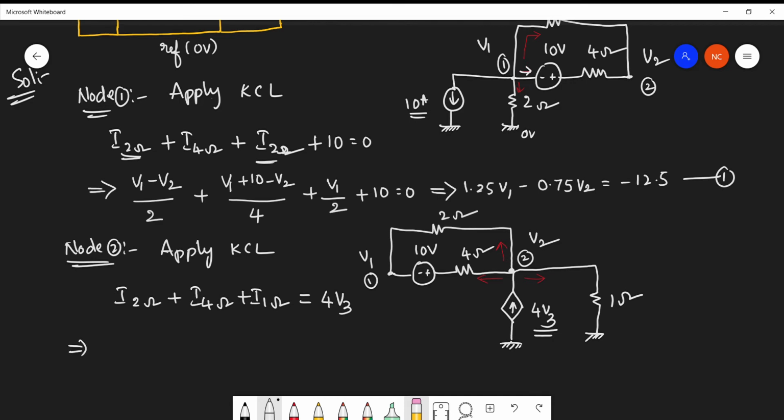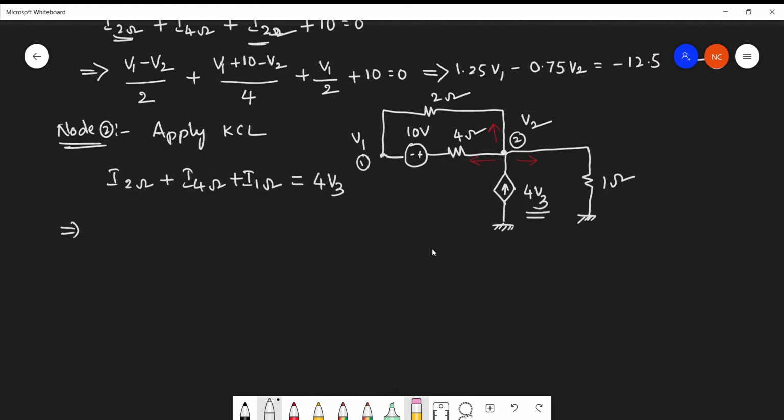Okay, so now what is the current passing through 2 ohm resistor according to node 2? So this is (V2 minus V1)/2 plus current passing through 4 ohm, that is (V2 minus 10 minus V1)/4, plus current passing through 1 ohm, that is V2/1, is equal to 4V3. Clear? So now what is V3? Because we got two equations with three unknowns, it is difficult to find.